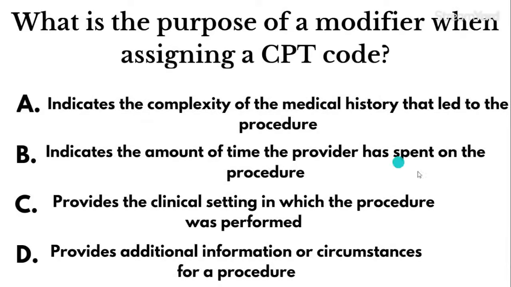All right. What is the purpose of a modifier when assigning a CPT code? Indicates the complexity of a medical history that led to the procedure. Indicates the amount of time the provider has spent on the procedure. Provides the clinical setting in which the procedure was performed. Provides additional information or circumstances for a procedure. The purpose of a modifier when assigning a CPT code.